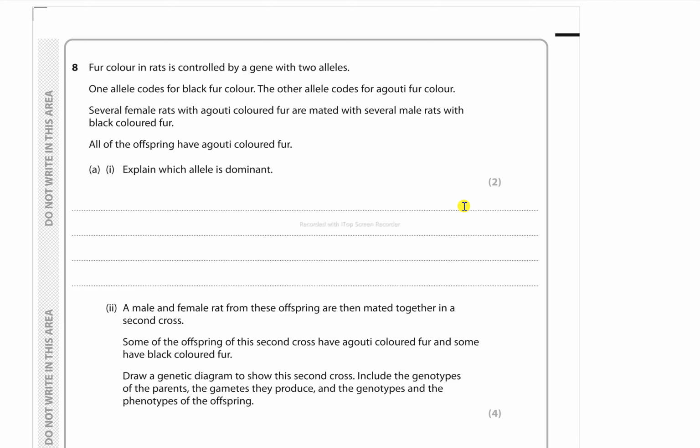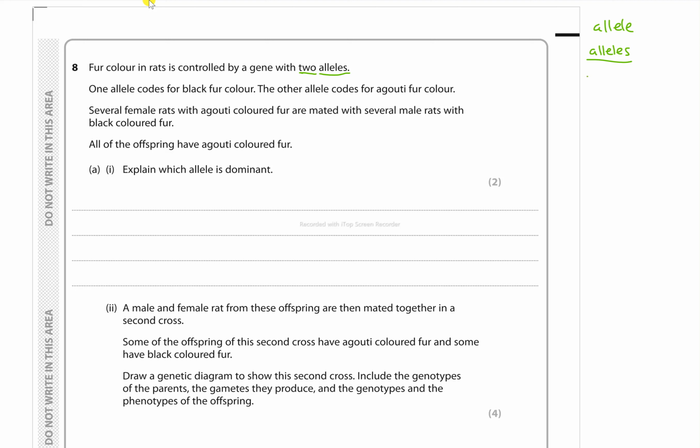Okay, so we're looking at question 8. It's to do with genetics. The fur color in rats is controlled by a gene with 2 alleles. What do we say an allele was? Or allele.